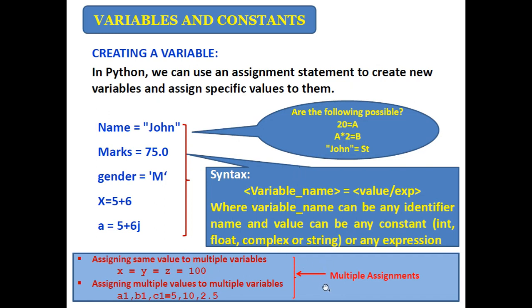In Python, multiple assignments are also possible, like this. In the first case, variables x, y, z all are assigned with value 100, and in the second case, variable a1 is assigned with 5, b1 is with 10, and c1 is with 2.5. This is also possible in Python.